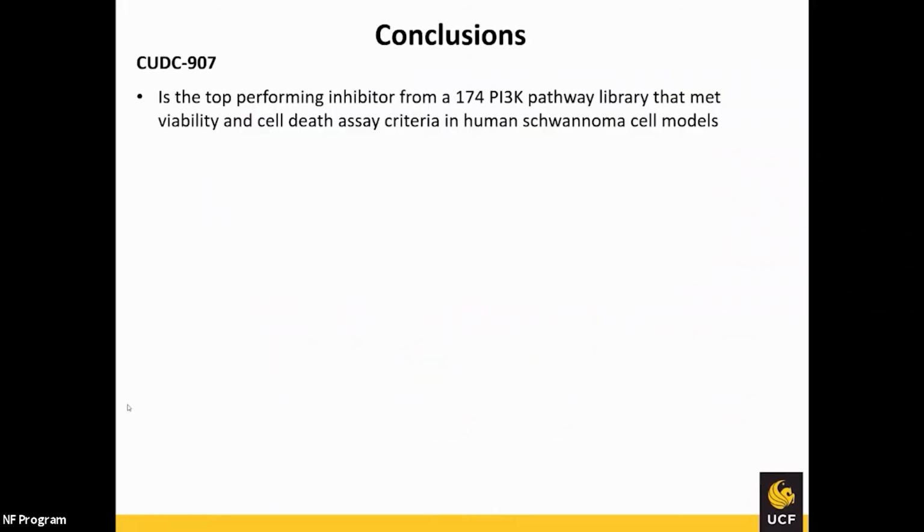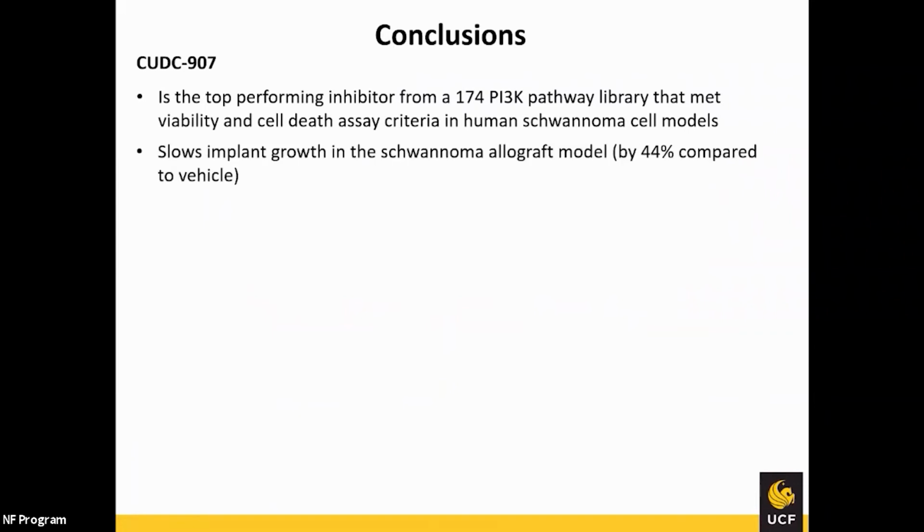In conclusion, CUDC-907 is the top-performing inhibitor from the 174 PI3 kinase pathway library screen that met viability and cell death assay criteria in human schwannoma cell models. CUDC-907 slows implant growth by 44% compared to vehicle in the schwannoma allograft model. Moreover, CUDC-907 induces a dose-dependent loss of viability in the 6 vestibular schwannoma cells examined and promotes cell death in the 3 vestibular schwannomas studied.